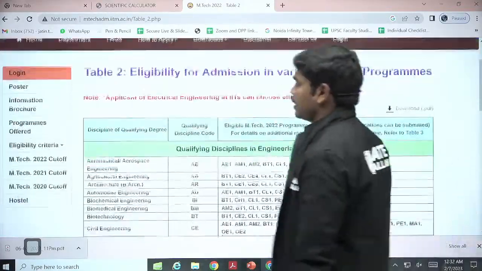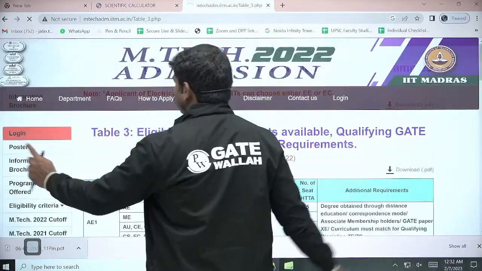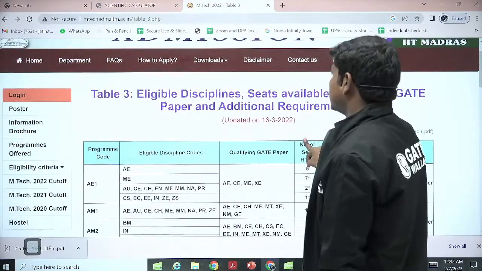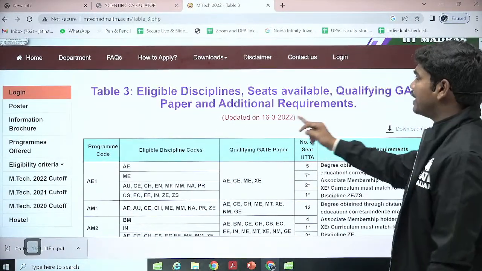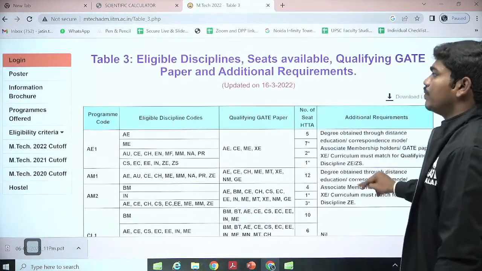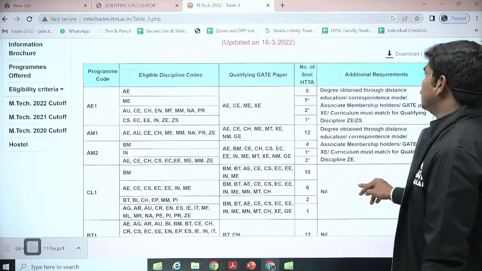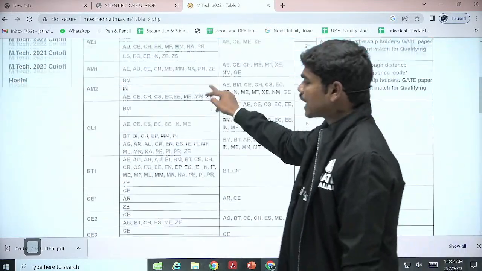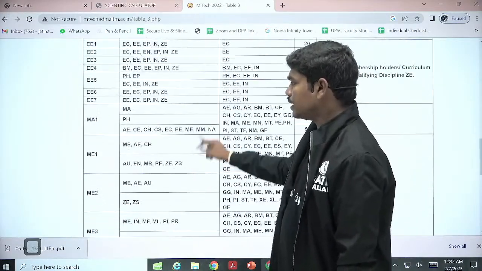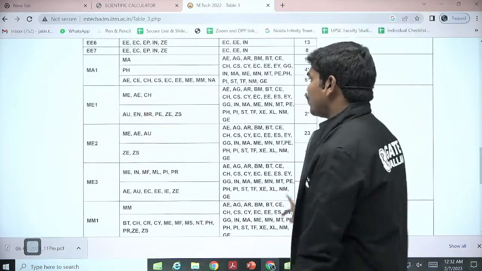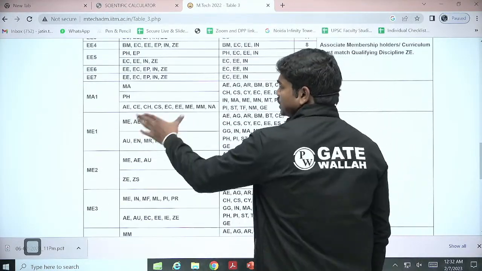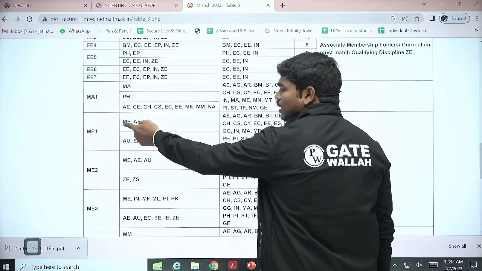Maybe in table 3 we will see some large table. Table 3: eligible discipline, seats available, qualifying GATE paper and additional requirements. So basically this is what I'm talking about. For mechanical 1, ME1, thermal, you can have a BTech in any of this. Generally mechanical people write this.